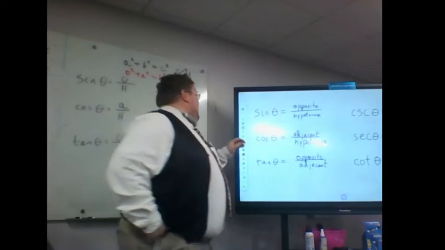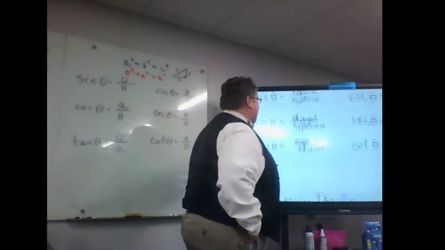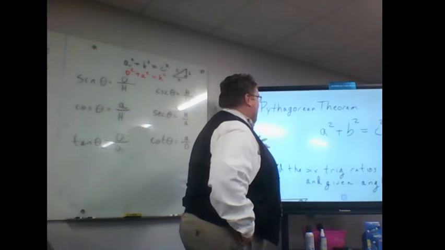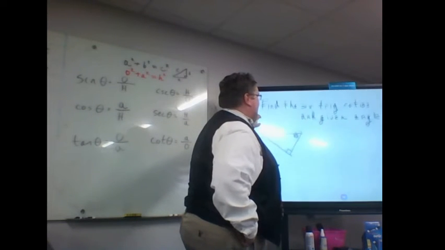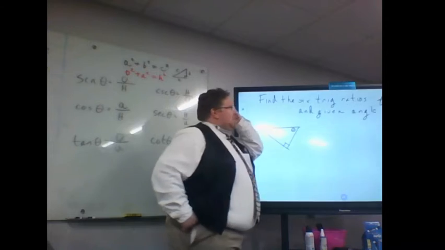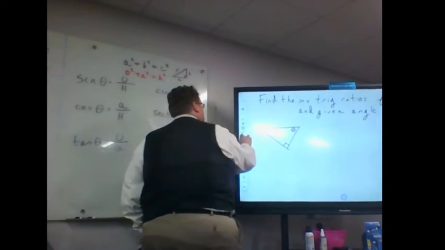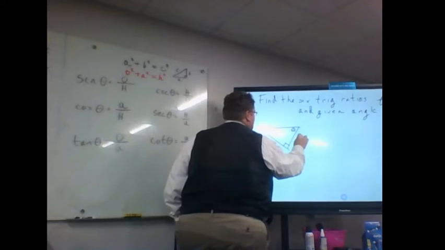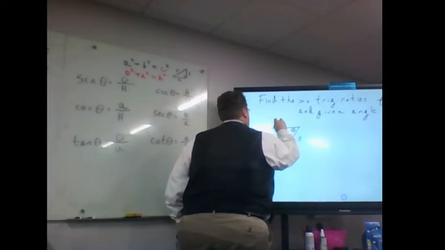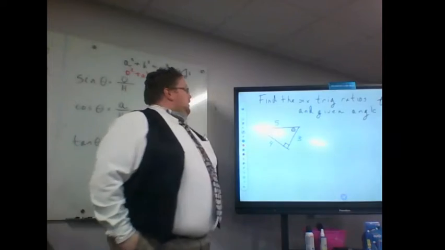For today, let's think about our first problem. This will be the consistent way problems are written in this class for the next 2 days. Find the 6 trig ratios for the triangle and given angle. Now, the only difference will be these ones will typically have some information given, such as this is a 3, 4, 5 triangle.